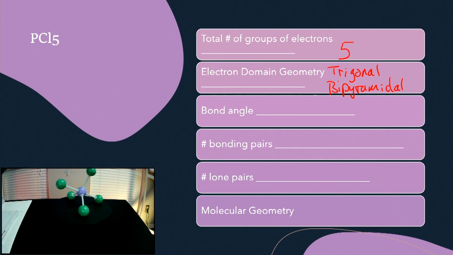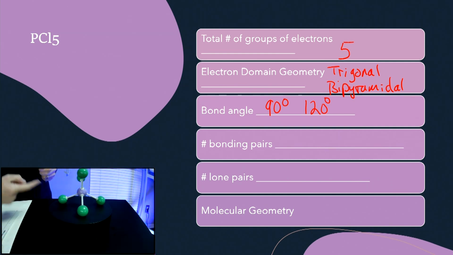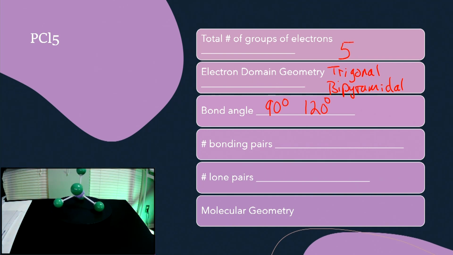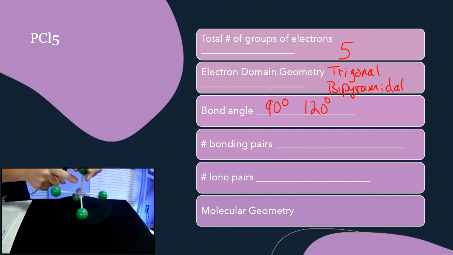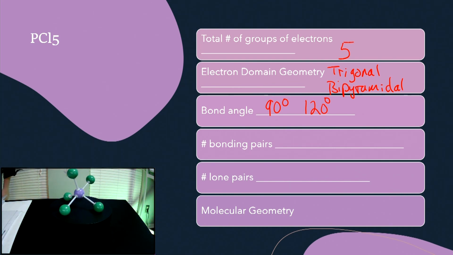The bond angle, we actually have 2. So we're going to have 90 degrees and we're going to have 120 degrees. So if you look at the molecule here, there's a 90 degrees. And then down here, between these two are 120 degrees. So again, if I move this, you see 90. And look at the bottom and you see 120 degrees.